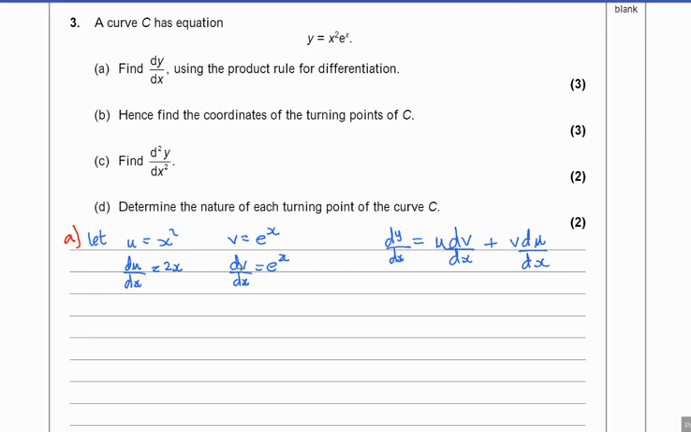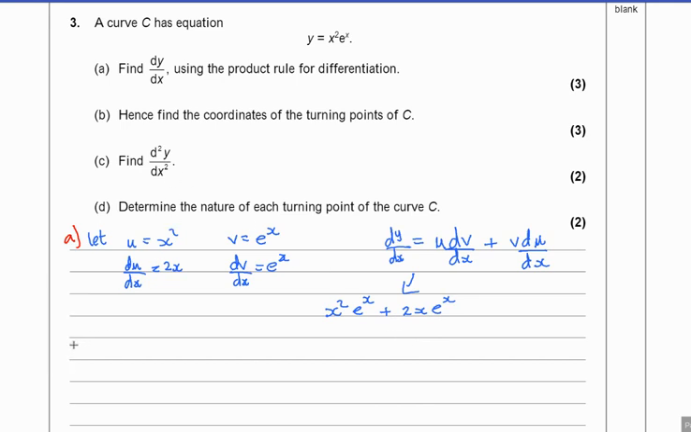So that is going to be u, which is x squared, dv/dx, which is going to be e to the power of x, plus v, which is e to the x, and then times du/dx, which is 2x. So that's 2x e to the x, those two things multiplied. And, well, there we have it.